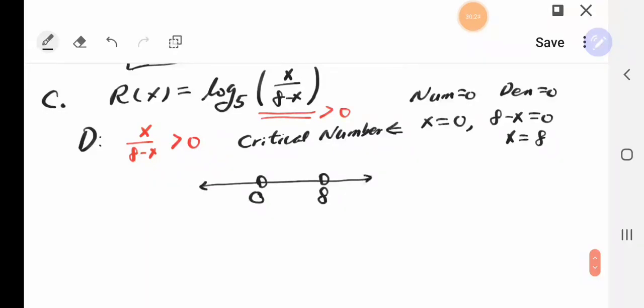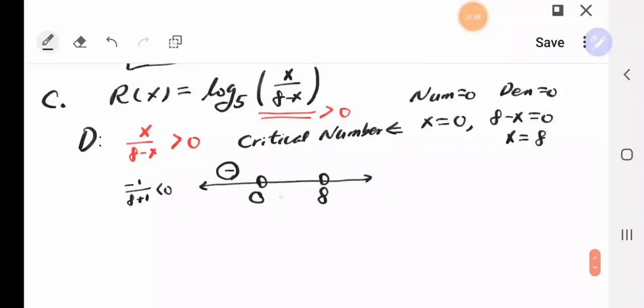So let's check the sign of each interval. If x is less than 0, let's try -1. Then -1 over x is -1, so this is positive. 8 minus -1 is positive. So negative or positive is, this is negative. So this part is negative.